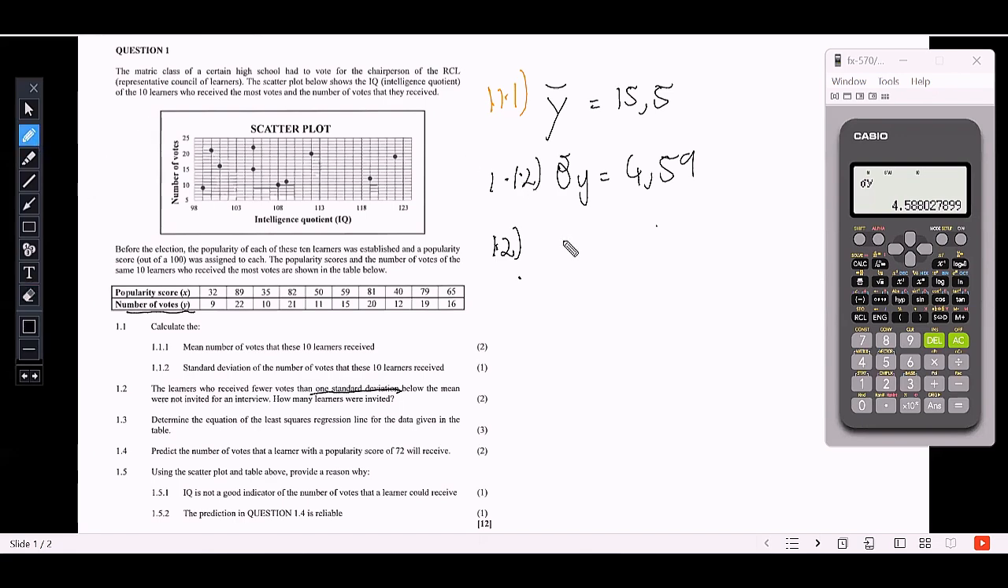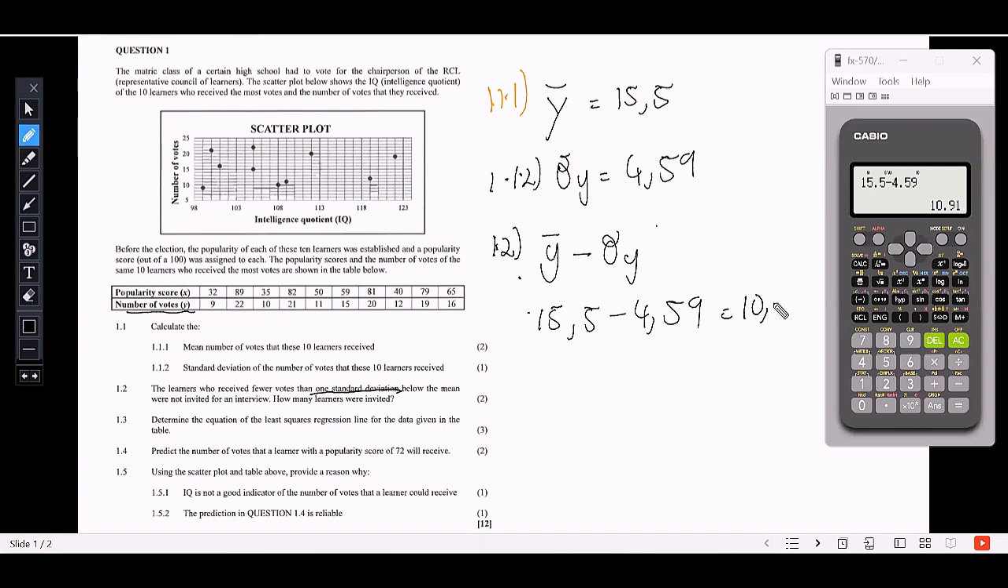The one thing we have to do is Y bar minus that, and then we try to find the value that is within 1 standard deviation. So it's 15.5 minus 4.59, right? So you punch that into your calculator. 15.5 minus 4.59. Okay, so I get 10.91.